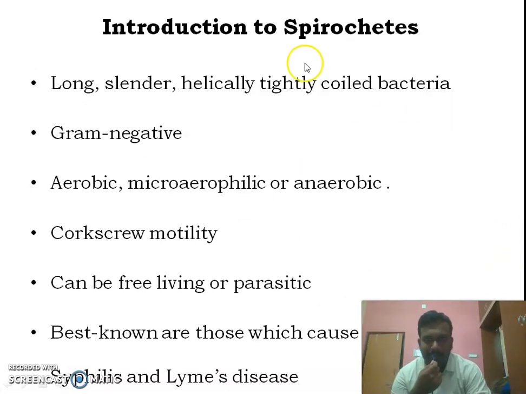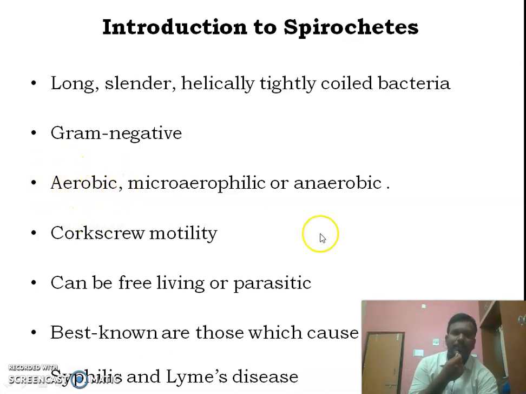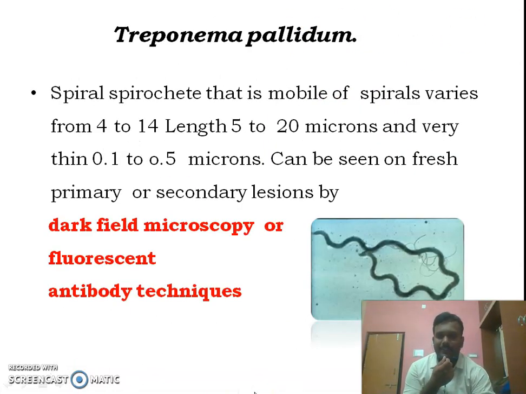Generally these spirochetes are long, slender, helically and tightly coiled bacteria which are gram-negative in nature. They are both aerobic and anaerobic, meaning they can survive in both aerobic as well as anaerobic environments. The motility is corkscrew motility, and they can be free living, or they can also act as parasites. The best known diseases caused by these spirochetes are syphilis and Lyme disease.